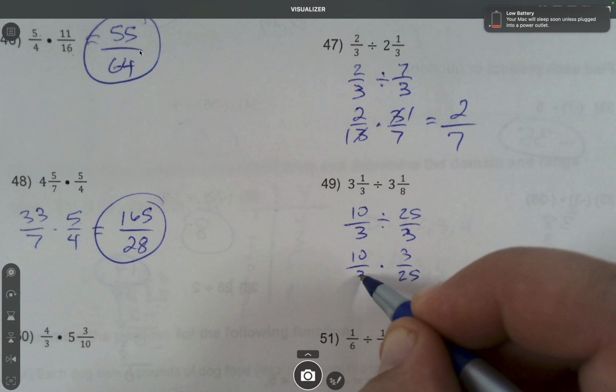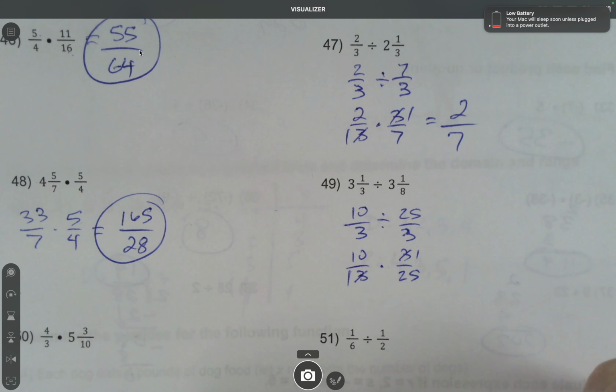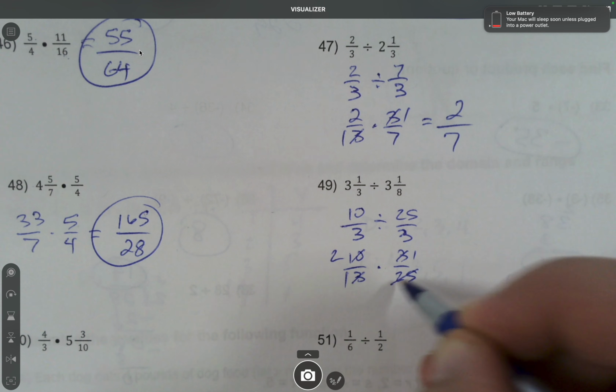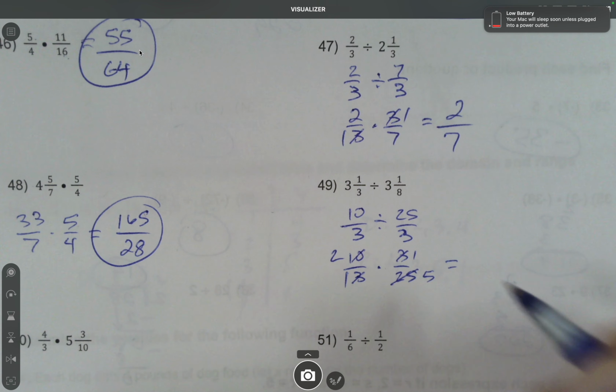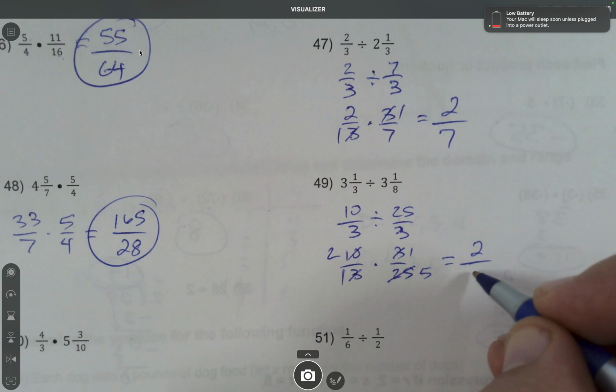3 and 3 can both be divided by 3. 10 and 25 can both be divided by 5. 10 divided by 5 is 2. 25 divided by 5 is 5. 2 times 1 is 2. 1 times 5 is 5.